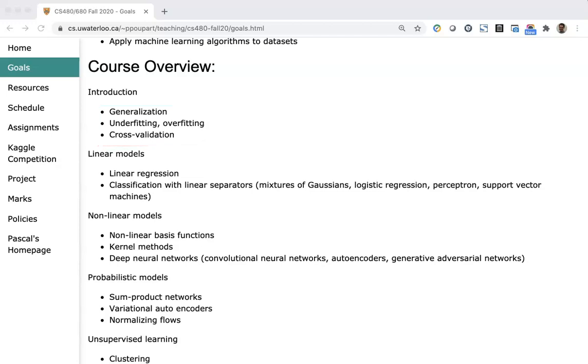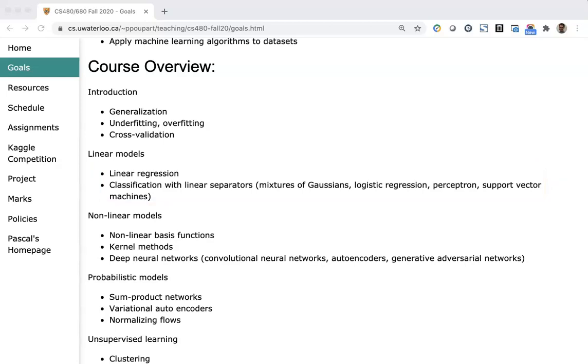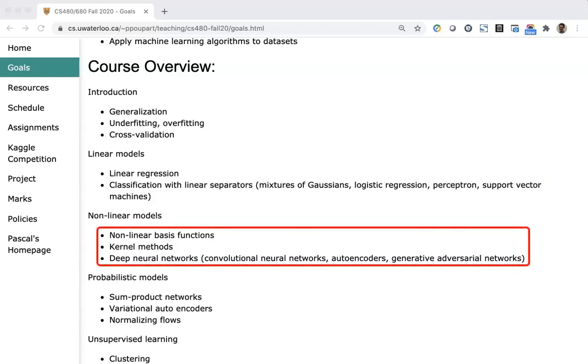After that, we'll get into models. The first type of model will be the simplest. These are linear models because they're based on linear algebra. So we'll talk about linear regression as well as classification with linear separators. Then we'll get into nonlinear models. These are going to include nonlinear basis functions, kernel methods, and also deep neural networks. So we're going to spend quite a bit of time on deep neural networks. These will include convolutional neural networks, autoencoders, as well as generative adversarial networks.